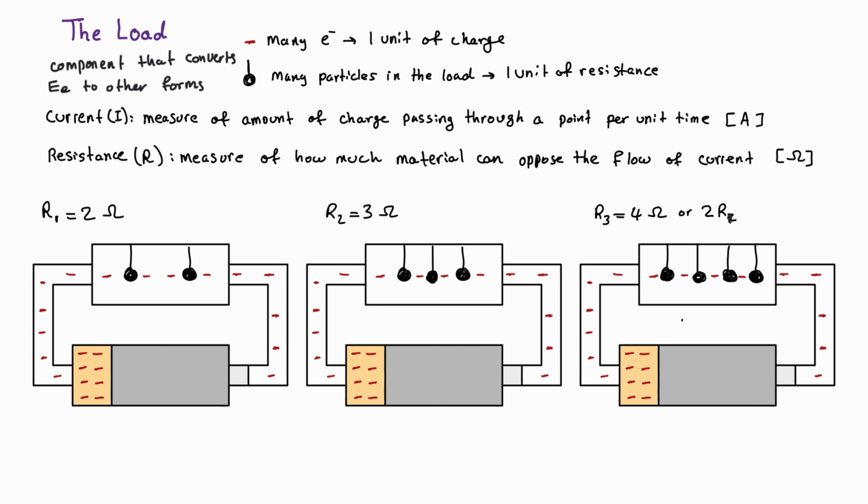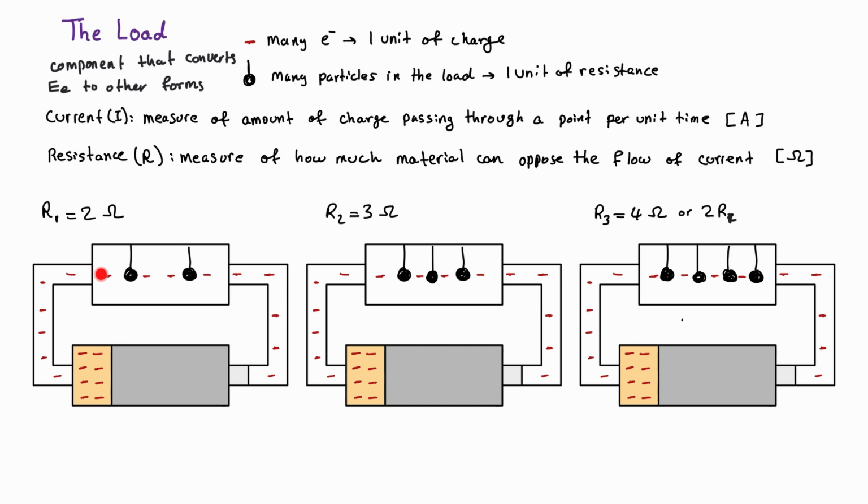The idea of resistance here now, between the different ones: resistance is a measure of how much material can oppose the flow of current, and is measured in a unit which we call ohms. So in this specific one, in the first one, you have two blockages, or two particles. So when the units of charge are moving, they have to bump into two things.